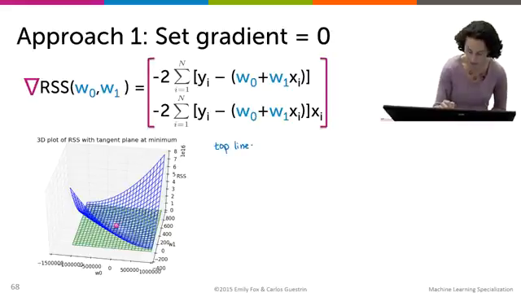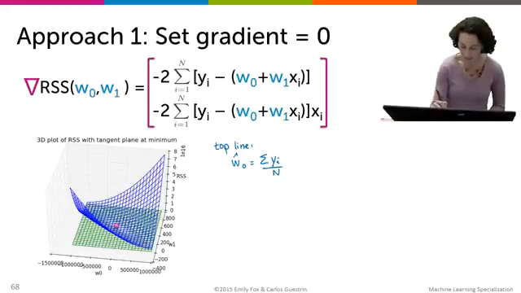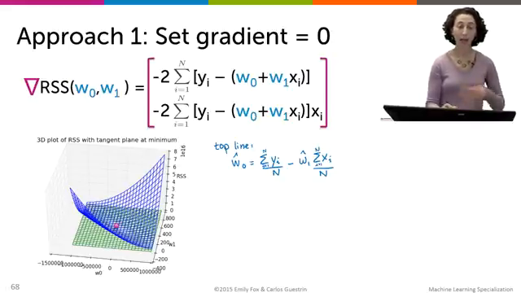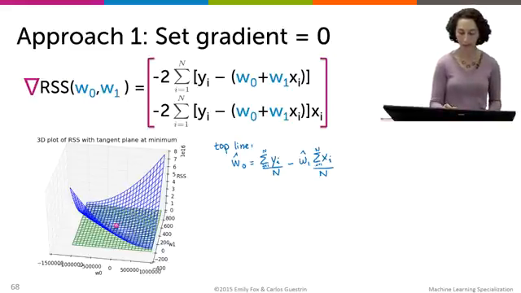But I'm going to take the first line and set it equal to 0. The top line, when you set it equal to 0, results in W hat 0 is equal to the sum of yi over n minus W1 hat sum of xi over n. And these sums go from i equals 1 to n, just as they did here. And the reason I'm putting the hats on is that now these are our solutions. These are our estimated values of these parameters.